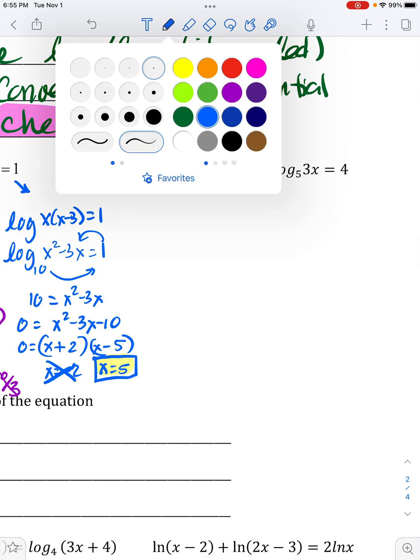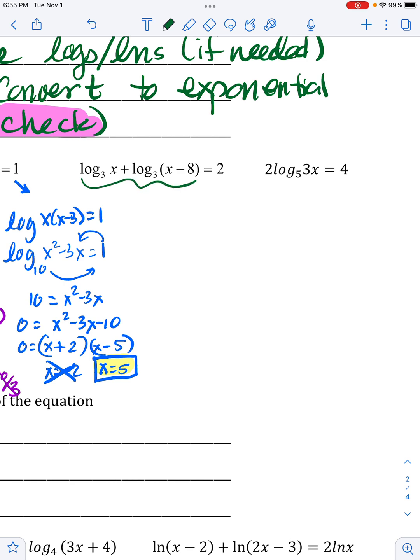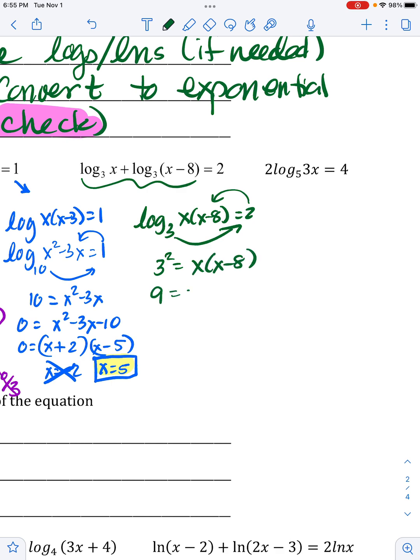Alrighty, so let's tackle this next one. Again, try it and then just see. I'm going to multiply the parts because they were separated by addition. So we learned that in condensing. I'm going to rewrite this. So this is going to turn into this. 3 squared equals x times x minus 8. But that's going to be 9 equals x squared minus 8x.